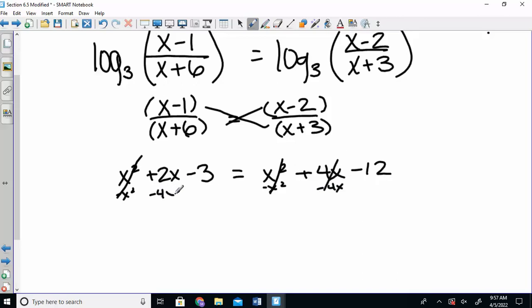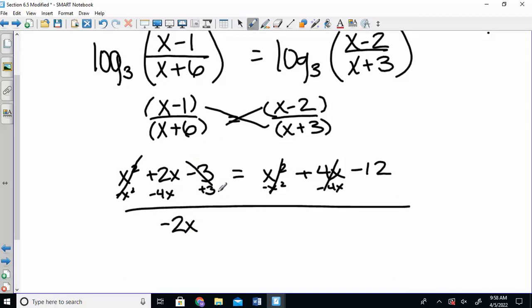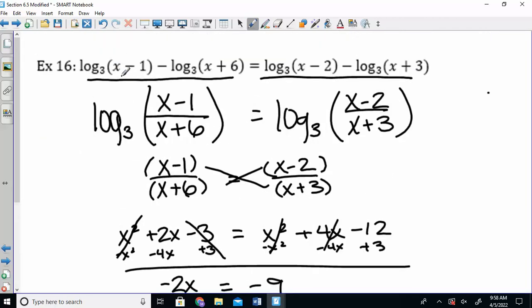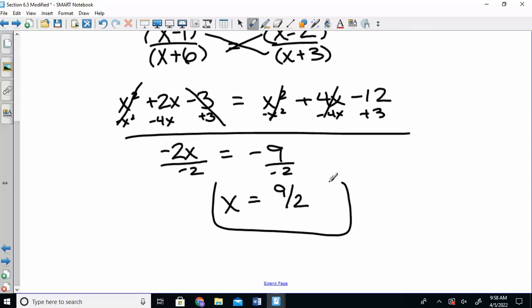So we could just get our x over. If I subtract over my 4x, that'd be negative 2x. Add the 3. Equals negative 9. Divided by negative 2, so x is positive 9 over 2. We need to check it. That 9 over 2 is like 4.5. So 4.5 minus 1, 4.5 plus 6, minus 2 plus 3, all of those are positives. So this answer works. If even one of them came up to be a negative, what would we have to say?